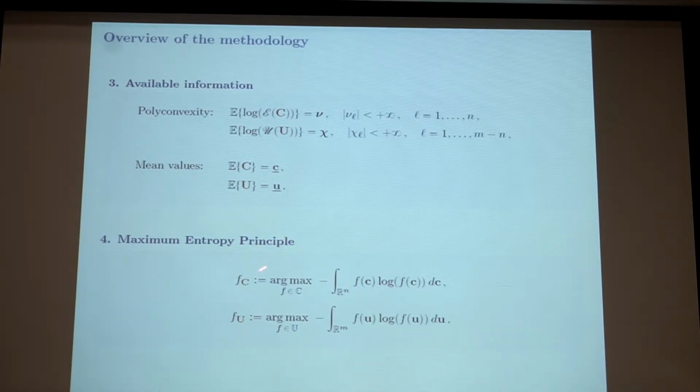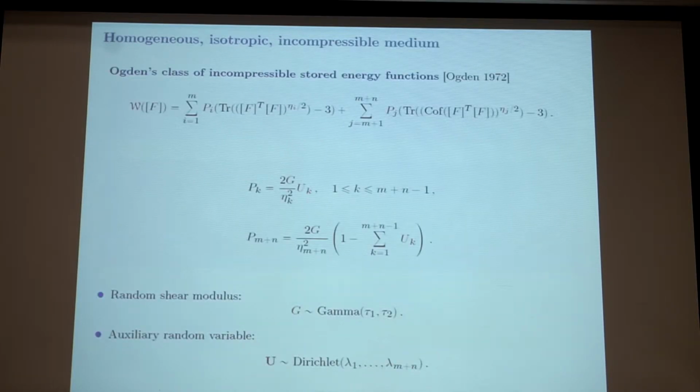And so finally, we can select the probability density functions of C and U by using the maximum entropy principle, which consists in maximizing a measure of uncertainty over the sets of probability density functions that satisfy this available information. For instance, we applied this to Ogden's class of stored energy functions for homogeneous, isotropic, and incompressible media. In this case, we found that the random shear modulus follows a gamma distribution, and that the random variable u follows a Dirichlet distribution.